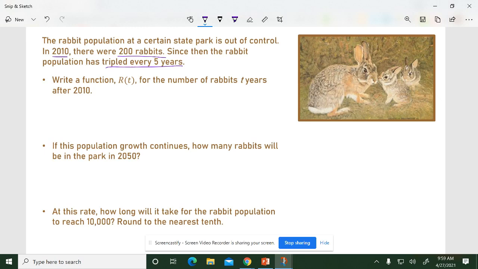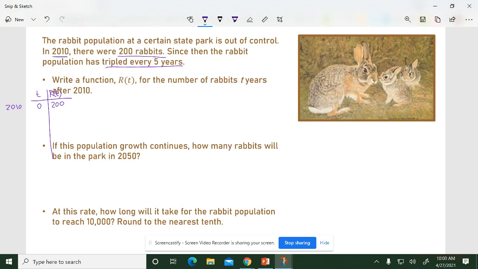And one thing you can do to get an idea of what's happening here is create a table. So in our table, we've got T is the number of years, and then R of T is the number of rabbits after that many years. And we know this starts in 2010. I'm going to write that off to the side. For purposes of our function, we want to think of 2010 as year 0. That's when it all starts. So after 0 years, when this starts, we know we have 200 rabbits.